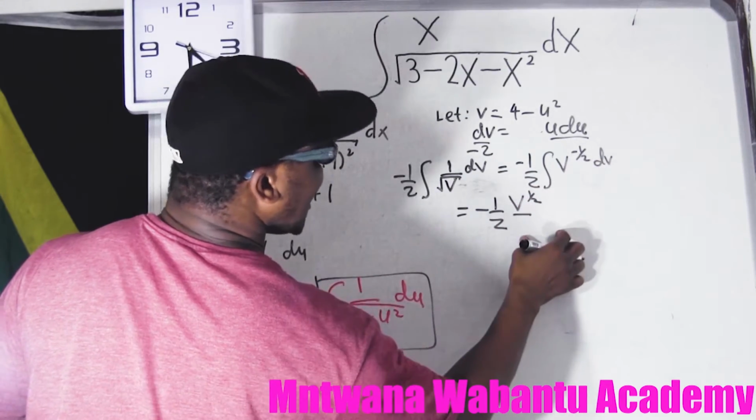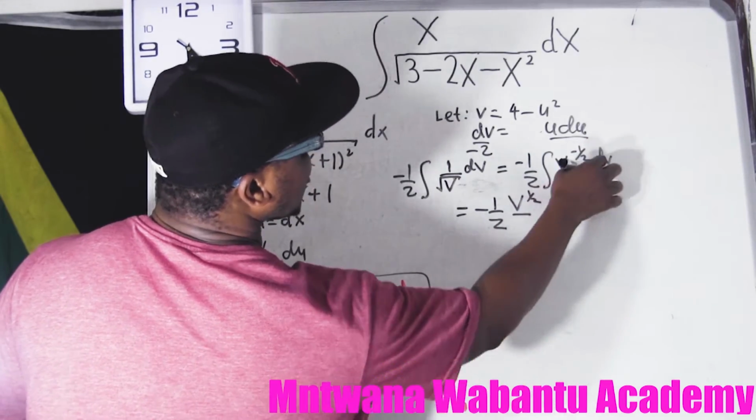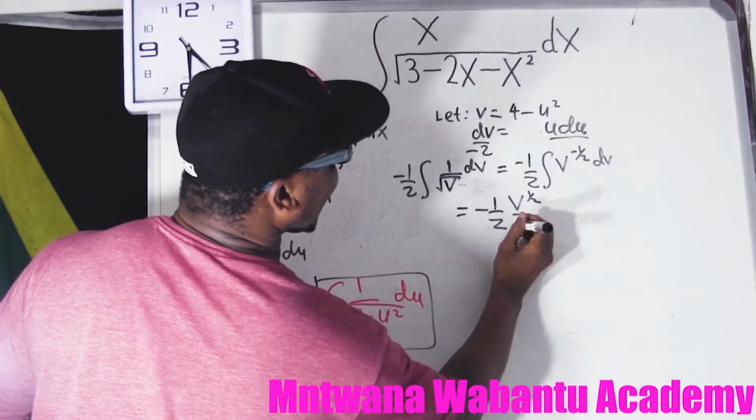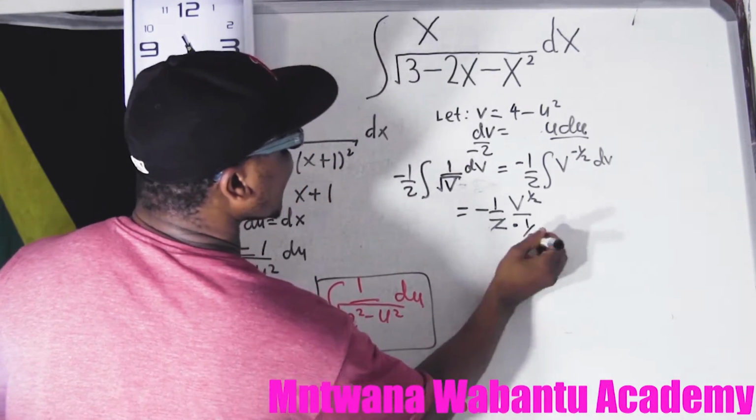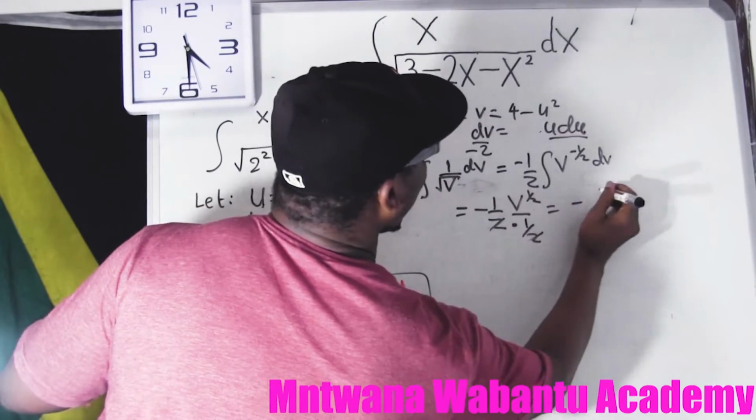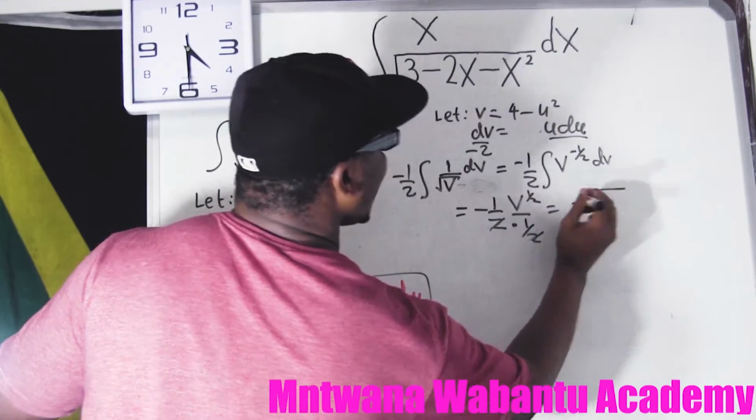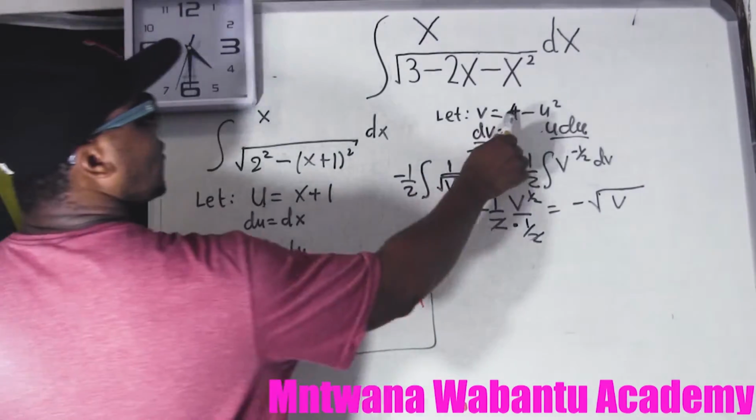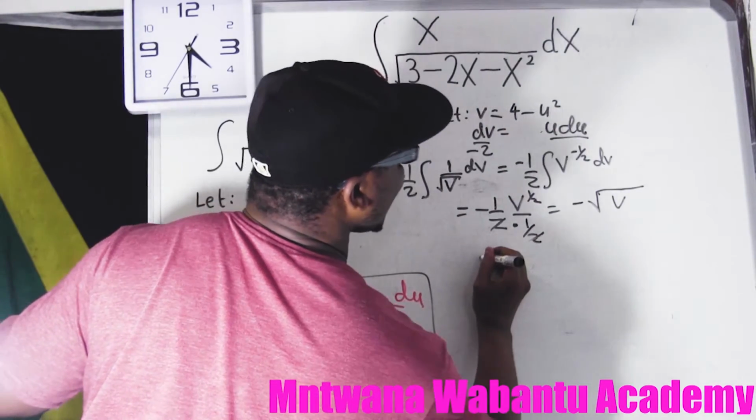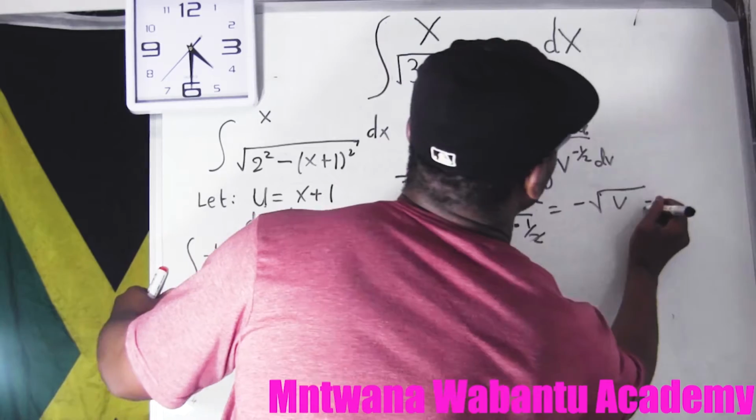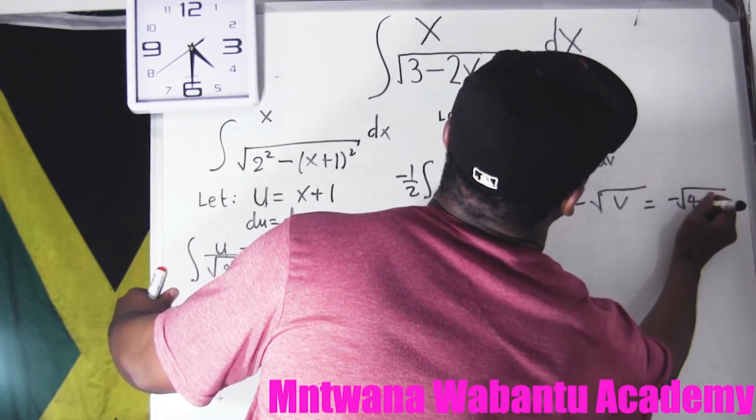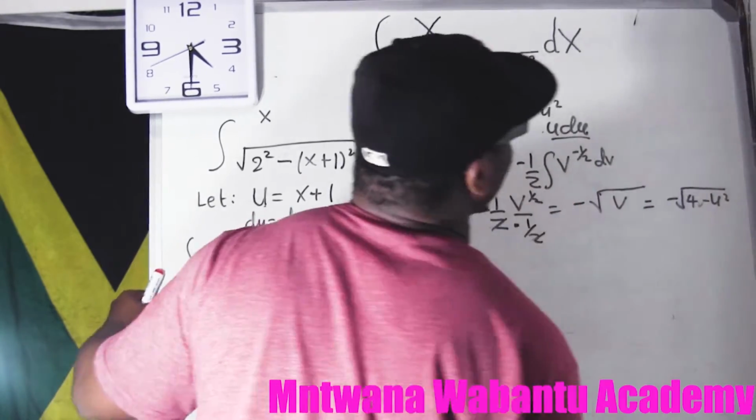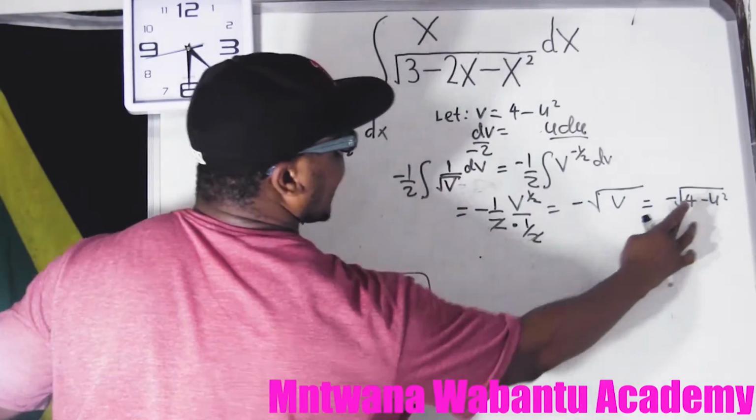But the same thing we did here, you take negative a half plus 1 at the denominator, which is going to give us what? Positive a half. This and this cancel. So this is negative v square root, because a half is like square root, v squared. And what is our v? We bring it back. v is equal to 4 minus u squared. So this is equal to negative square root of 4 minus u squared.